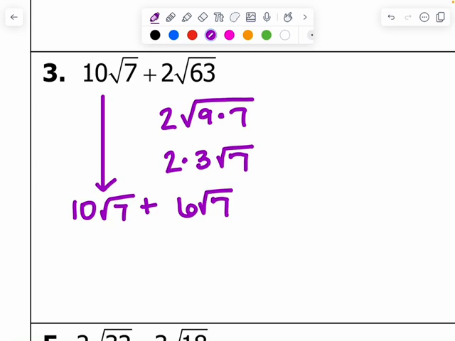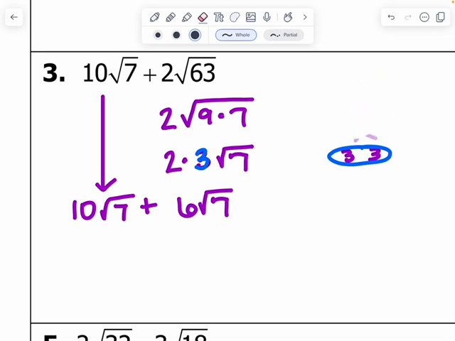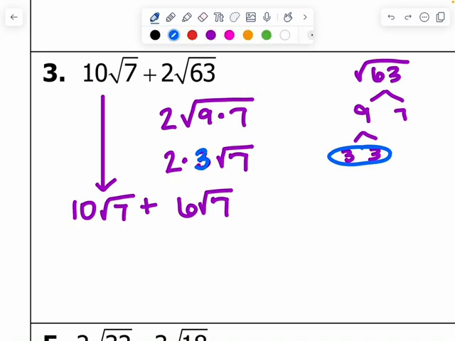Now remember, if you would rather take the square root of 63 and break it up as 9 times 7, 3 times 3, here's your pair of 3's that come out right here. That is fine. Remember, you do what works for you. Now, we have 10 radical 7 plus 6 radical 7. So notice how they both have radical 7, so we can combine like terms to get 16 radical 7.